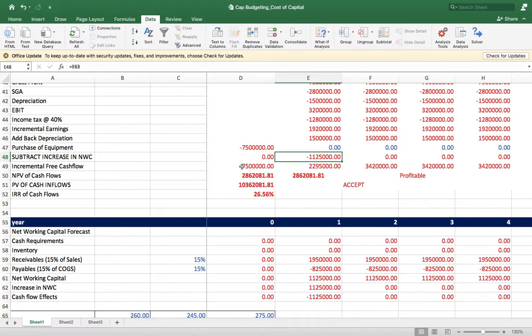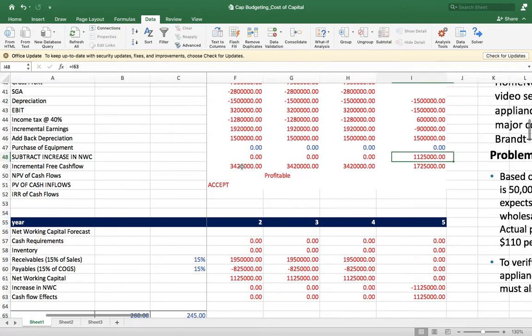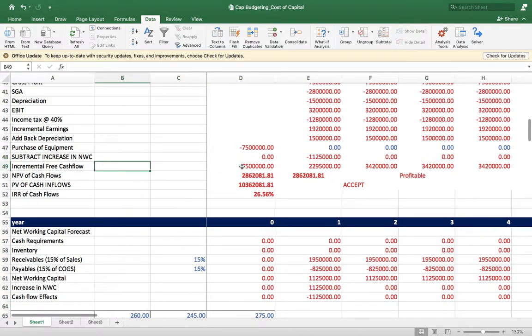See, for the incremental free cash flow, in year 1 there is an increase in net working capital, so here it is a decrease. In the last year it is a decrease in net working capital, so it is plus here. There minus, it is plus here. Now what we will do? We will calculate the incremental free cash flow.